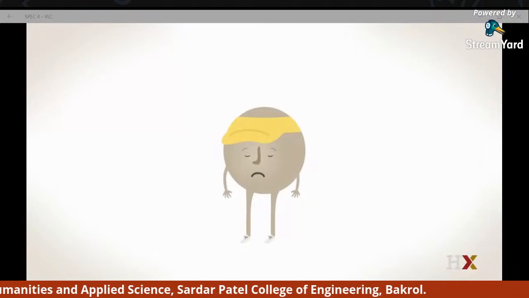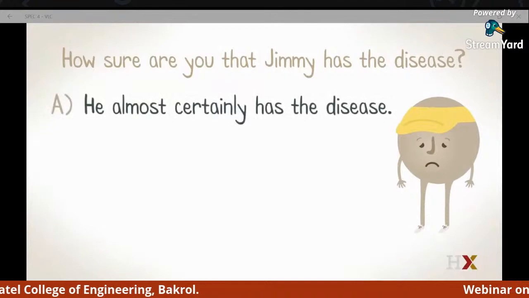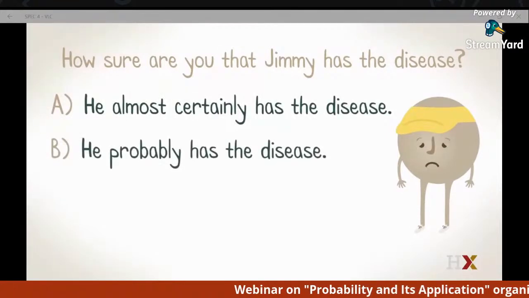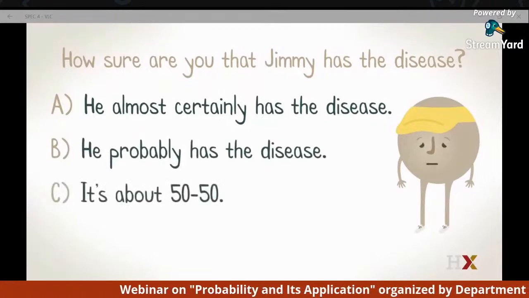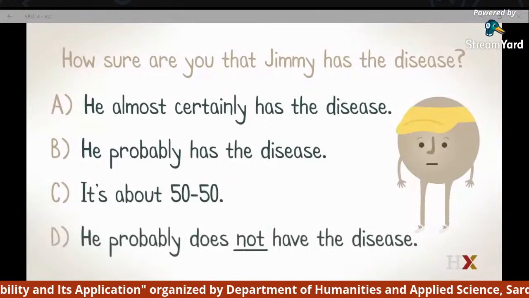Given this information, how sure are you that Jimmy has the disease? A, he almost certainly has the disease. B, he probably has the disease. C, it's about 50-50 whether he has the disease. Or D, he probably does not have the disease.